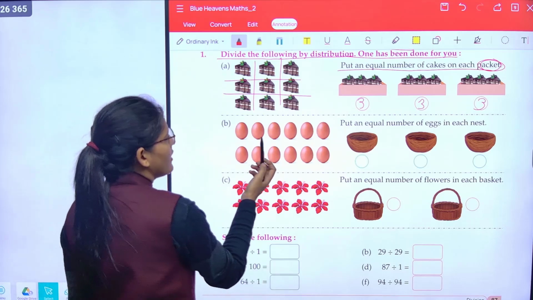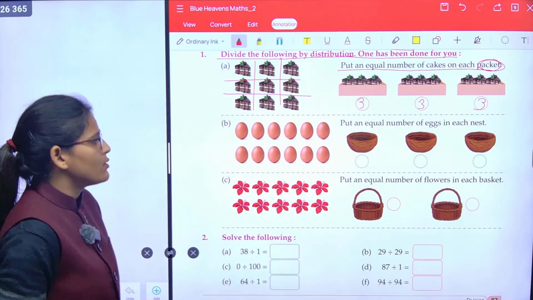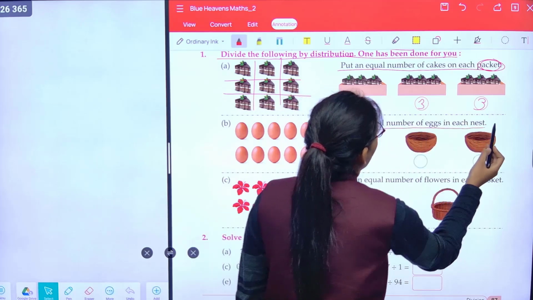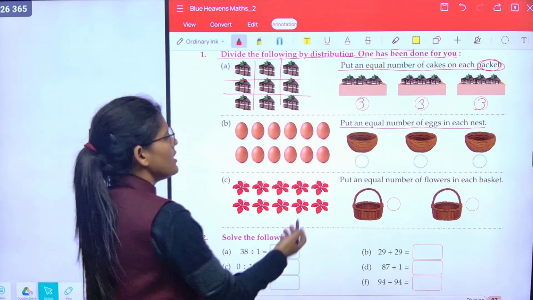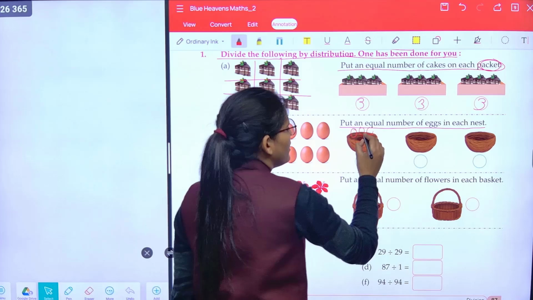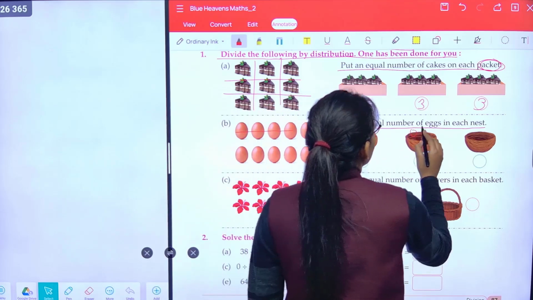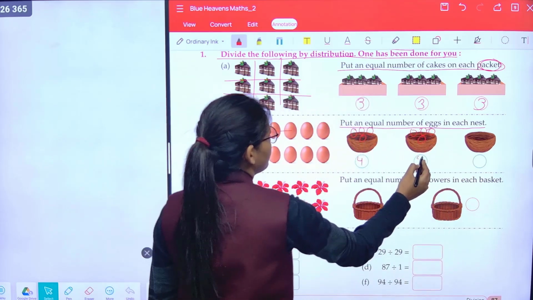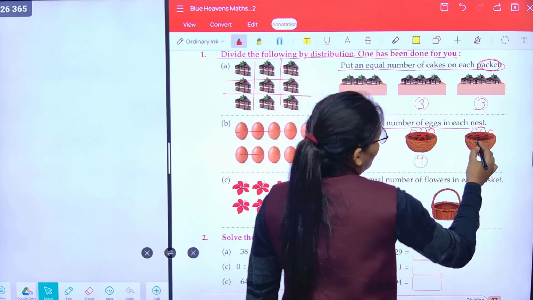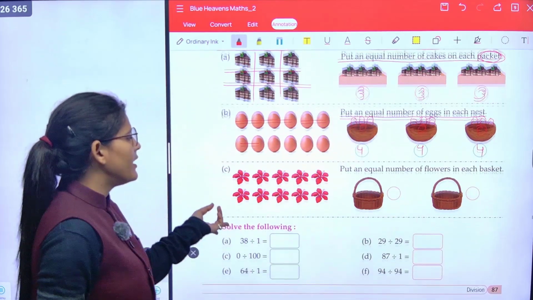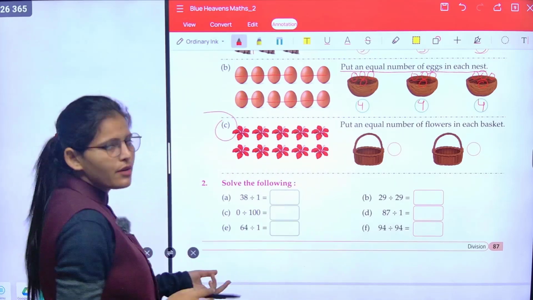Now how many eggs are there? 1 2 3 4 5 6 7 8 9 10 11 12. Now we have 12 eggs, class, and we have to put an equal number of eggs in each nest. We have to divide them equally into 3 nests. See, we can put 4 eggs in each. 4, again 4, and again 4. So it is divided equally. Understand? Rest of the parts do yourself.